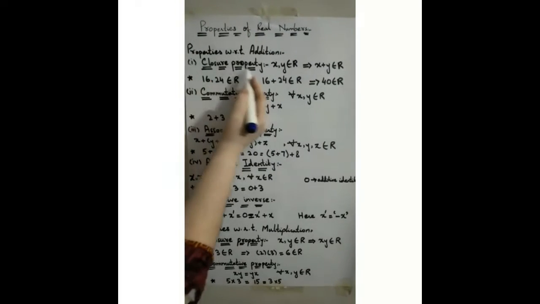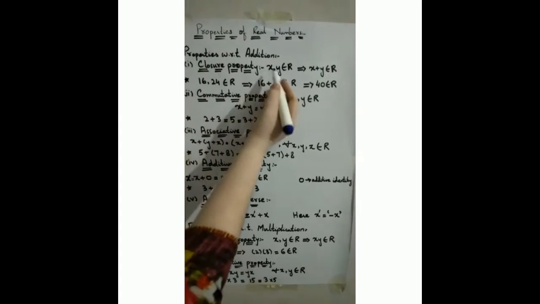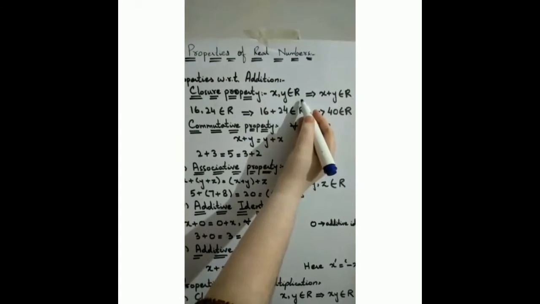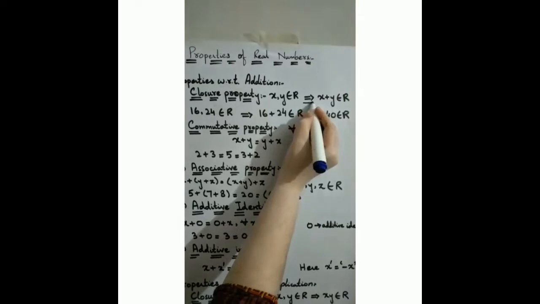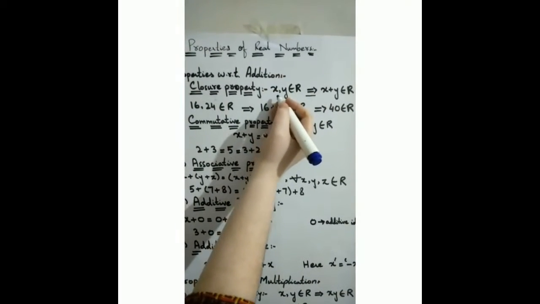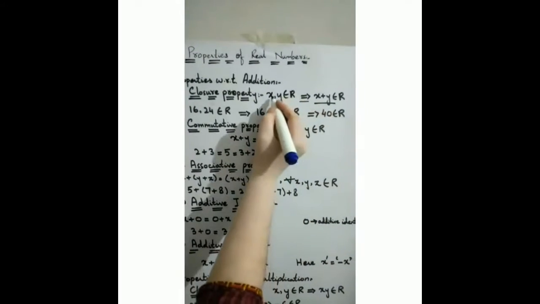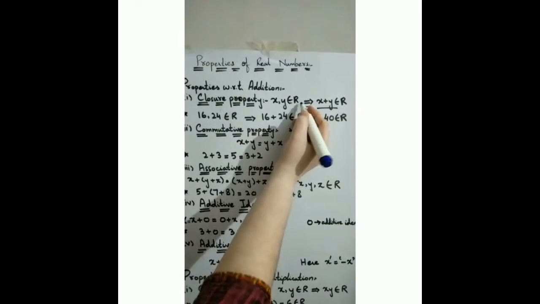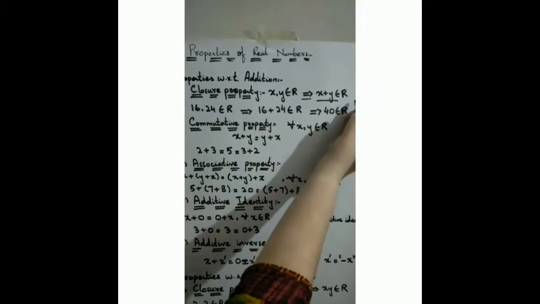Now comes to the topic, properties of rational numbers. Firstly, we will discuss properties of rational numbers with respect to addition. First property is the closure property. In this property, if x, y belong to real numbers, this notation shows that if this side of the function is true, it means that this side function is also true. If x, y belong to R, it means x plus y belongs to R.